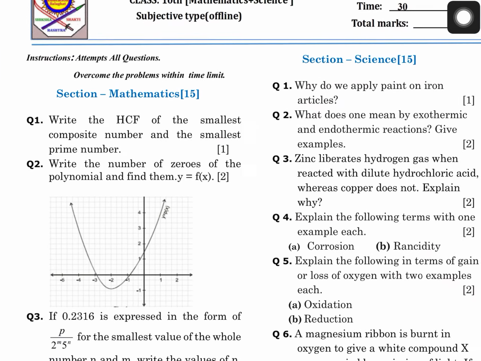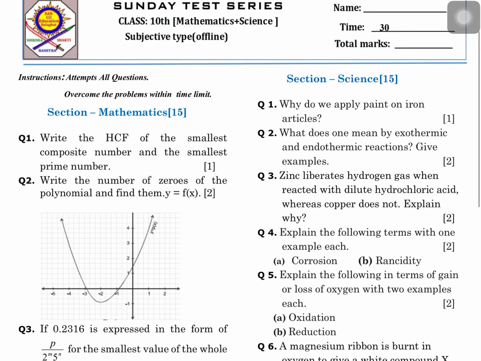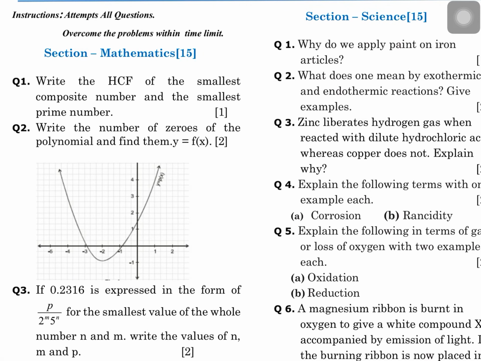Question number one, mathematics section. Write the HCF of the smallest composite number and the smallest prime number. Before solving the question, we have to think about the process, what exactly we have to do here. HCF is to be found, but of what? The smallest composite number and the smallest prime number. This kind of question is called an embedded question, meaning when two concepts are asked in one question, it is called a composite or infused question.